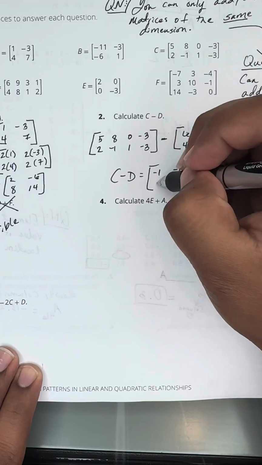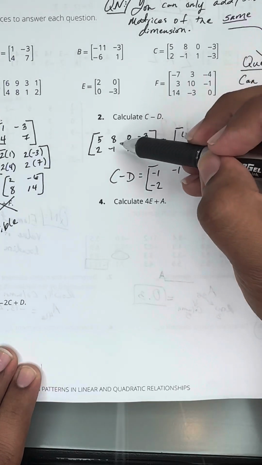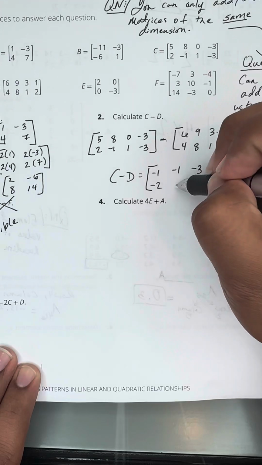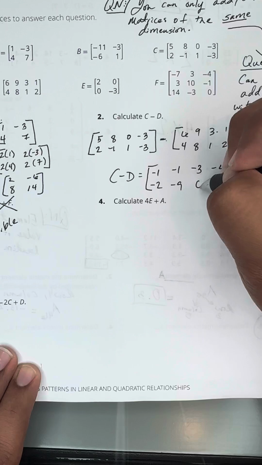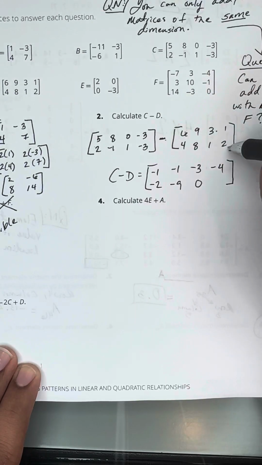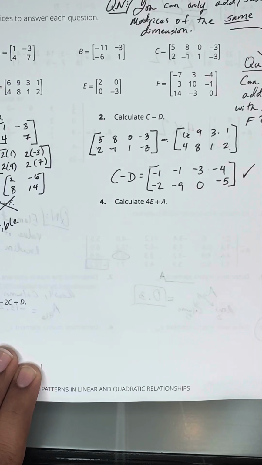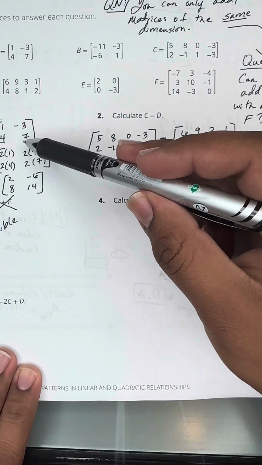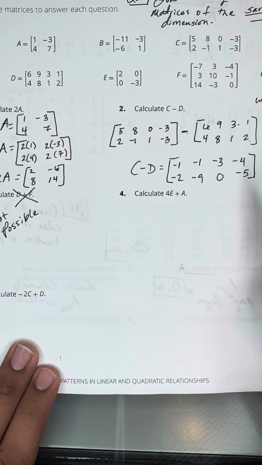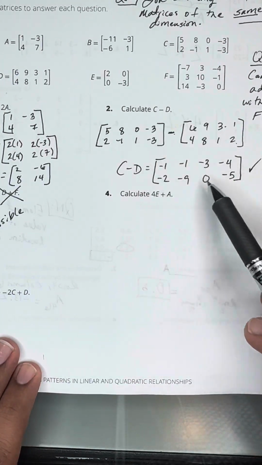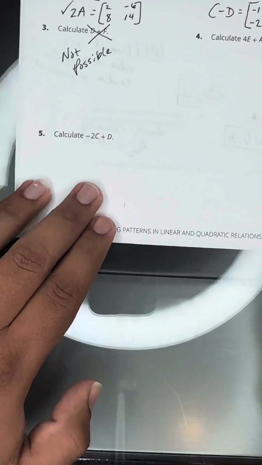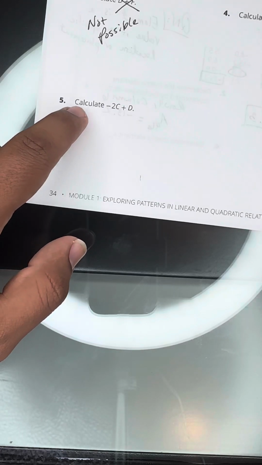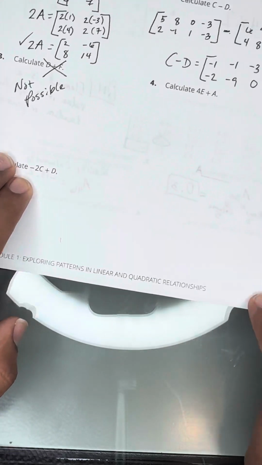2 minus 4 is a negative 2. Negative 1 minus 8 is a negative 9. 1 minus 1 is 0. Negative 3 minus 2 is negative 5. And this is my answer. Of course, if you want to do the extra step where you're writing it all out, I definitely recommend it. But because I don't have a lot of space, I just went straight at it. Same thing for number 5. You're in charge of doing this one. I would definitely recommend an extra sheet of paper.